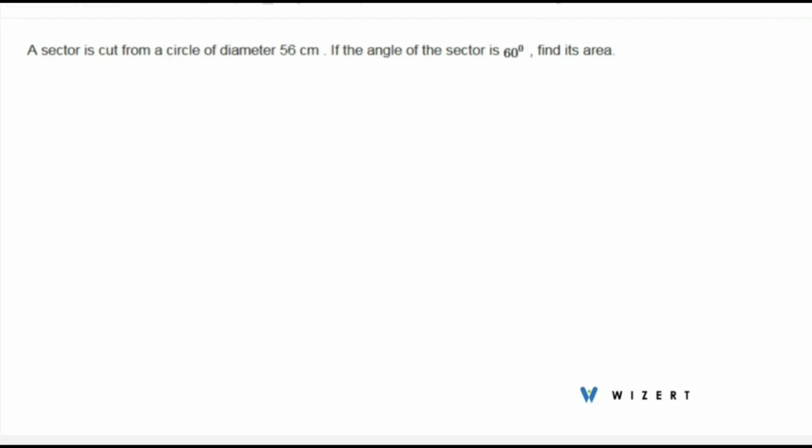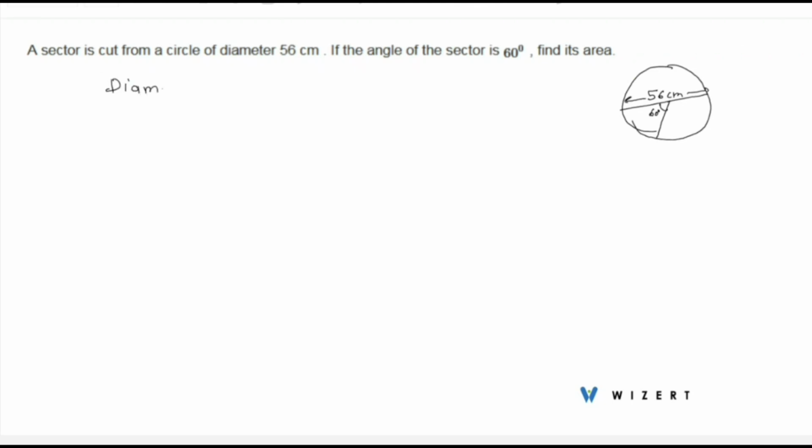We have this question here. A sector is cut from circle of diameter 56 centimeter. If the angle of the sector is 60 degrees, find its area. We are given that a circle with diameter 56 centimeter, and from this circle a sector of 60 degrees is cut off. Sector of 60 degrees. And we have to find the area of this sector.